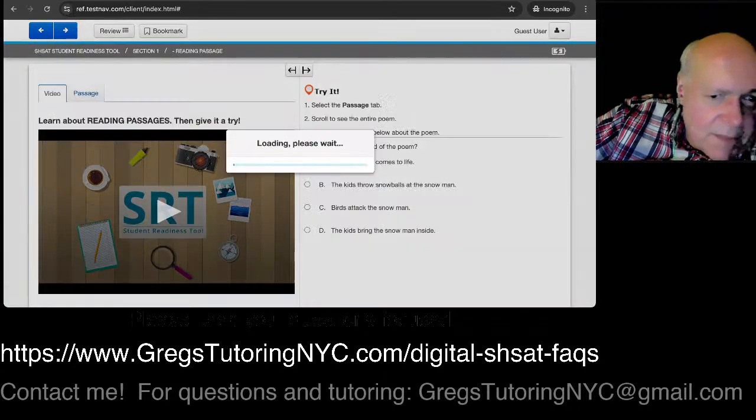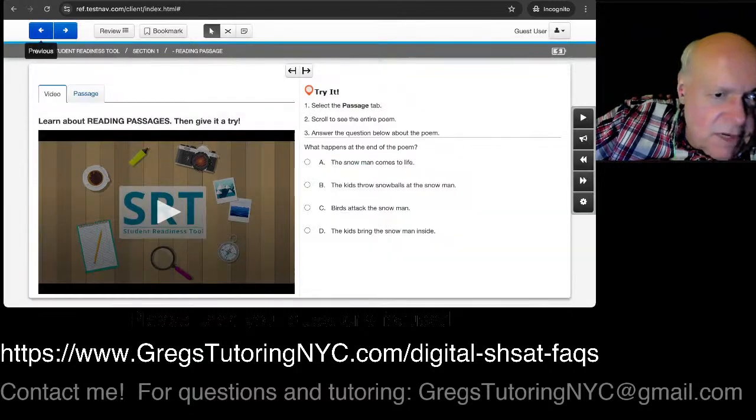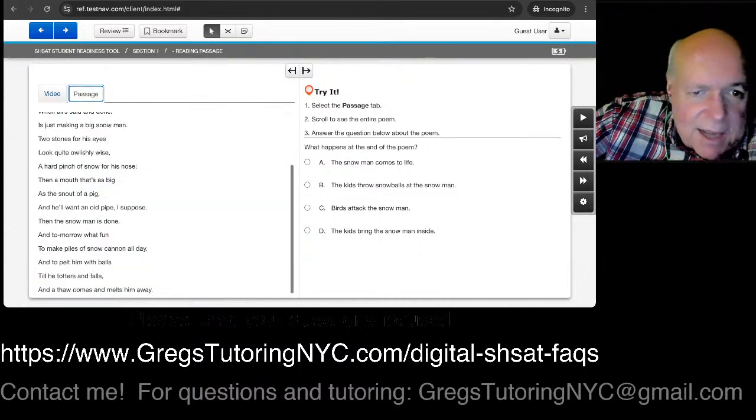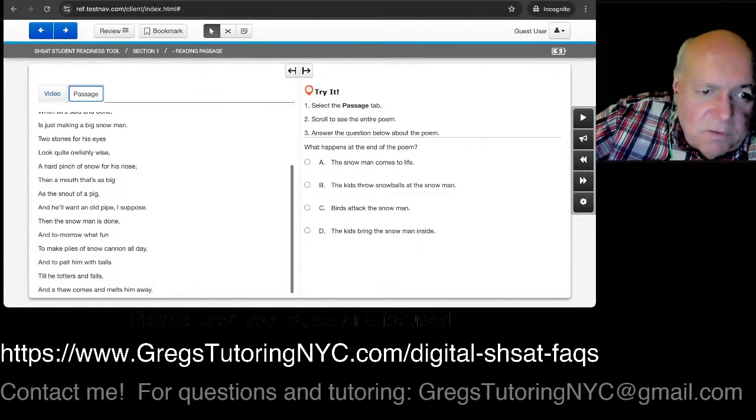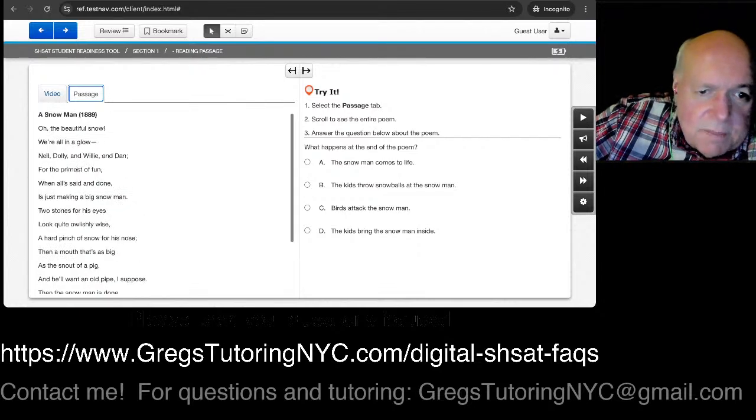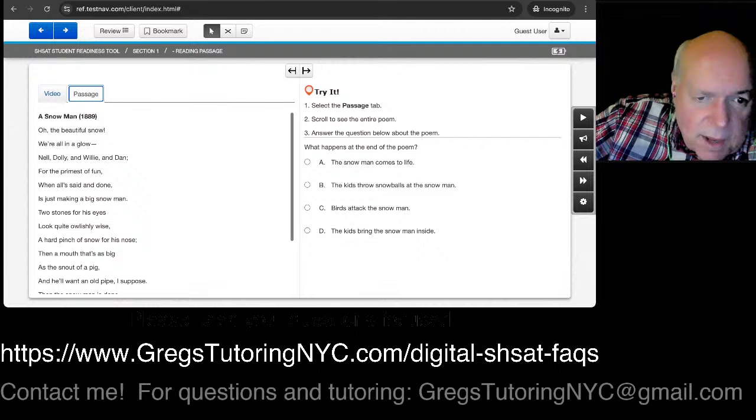Okay, there's a reading passage. If you notice there's video and passage here again, so I'm going to click on the word passage here. So we have that same poem from before. It says select the passage tab. Scroll to see the entire poem, so we can scroll up and down through it. That's important to do because it's falling off the screen. So we should make sure we're looking at the scroll bar as well, and obviously we can use it as a normal scroll bar.